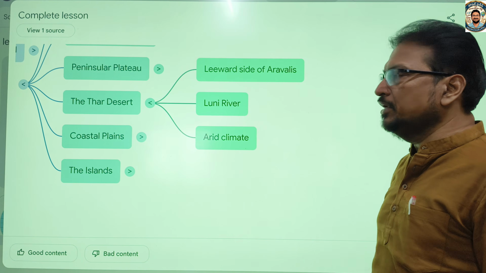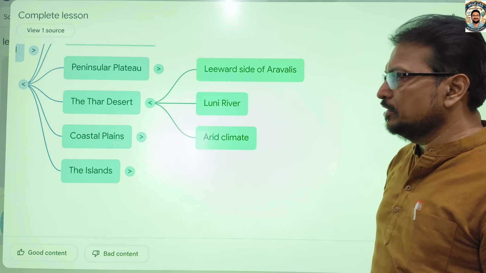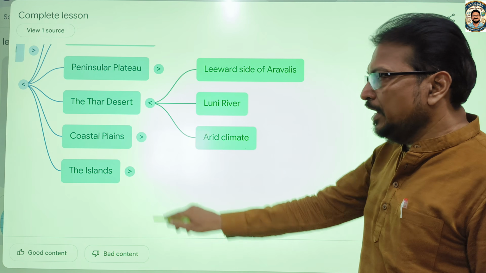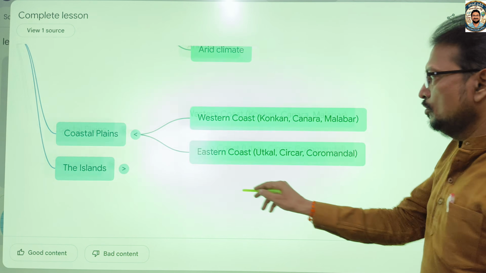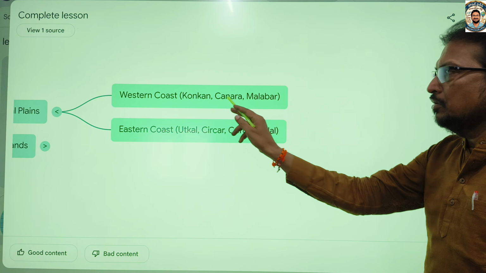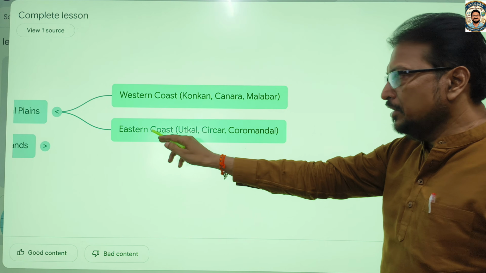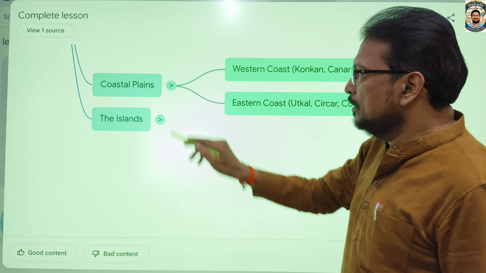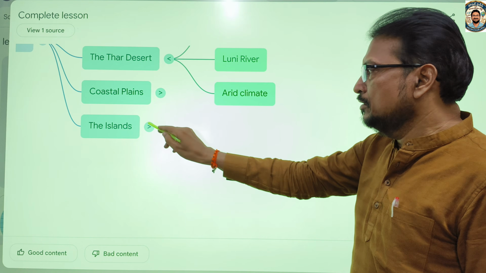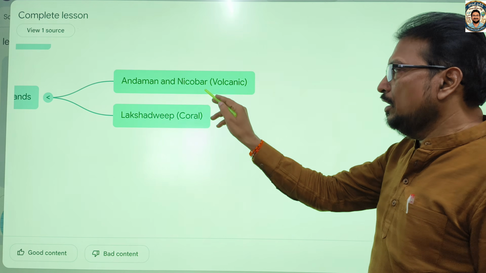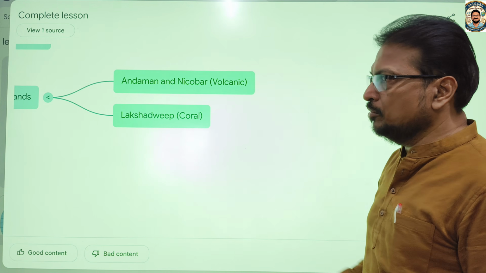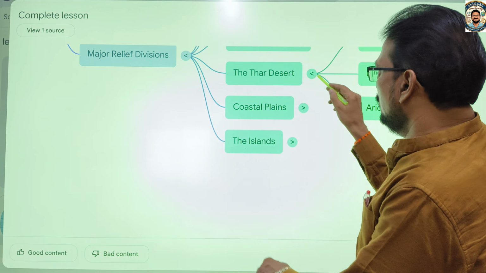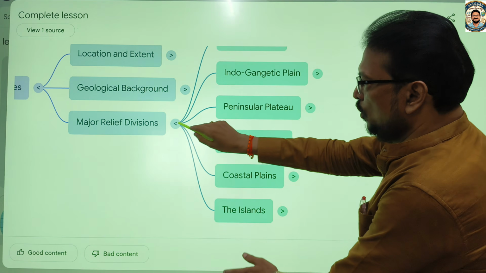The leeward side of the Aravalli, and in the Thar Desert, the Luni River is there, and it belongs to an arid climate. And finally, the western coast: Konkan, Kanara, Malabar, three; and the eastern coast: Utkal, Sarkar, and Coromandel. The two groups of islands are the Lakshadweep Islands and the Andaman and Nicobar Islands. So this is the total flowchart of lesson 1.